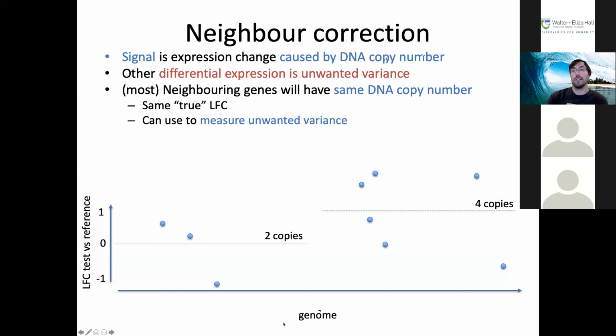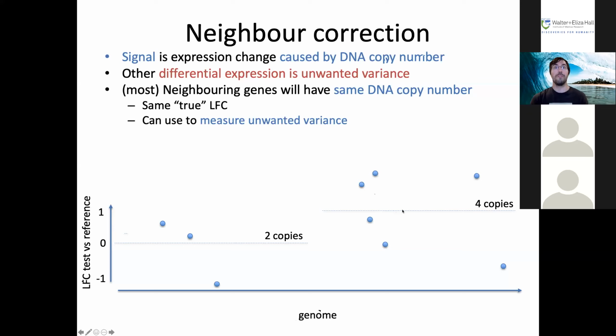So if we look at an example, a cartoon here, we look at genes. Each dot is a gene here across the genome. And this is the log-fold change of test sample against the reference. So I draw the truth here. We have a region with 2 copies, and our log-fold change will be spread around this line here. And we have 4 copies here, and the genes are spread around this one slightly higher up. It's quite a large variability, as we saw from earlier.